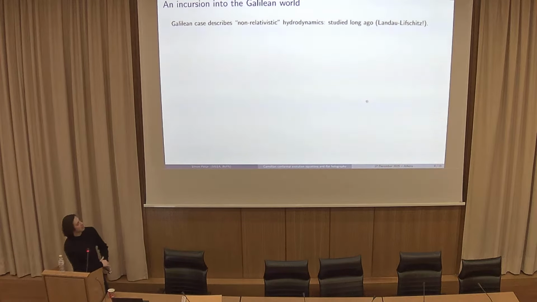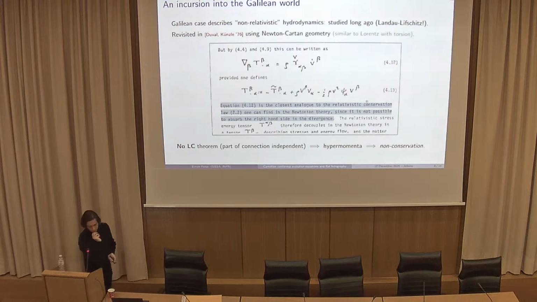Okay, so let's start with an example that everybody knows, which is Galilean. So again, this non-relativistic, I prefer the term Galilean, which was studied, in fact, very long time ago by Landau and Lifshitz, which is describing Galilean fluid dynamics. So this is from the 60s, I believe, and this was revisited a few years later by Duval and Künzler using tools of Newton-Cartan geometry. So they are doing something very similar to Lorentz with torsion. They are introducing a frame, a connection. They realize that the connection cannot be completely fixed in terms of the frame, and they land in this type of equations where you have a right-hand side. So this is a non-conservation equation.